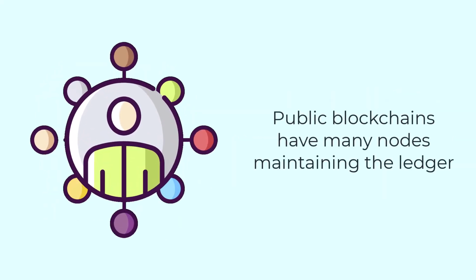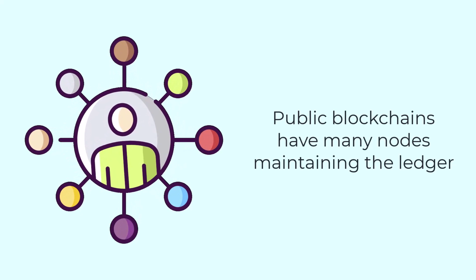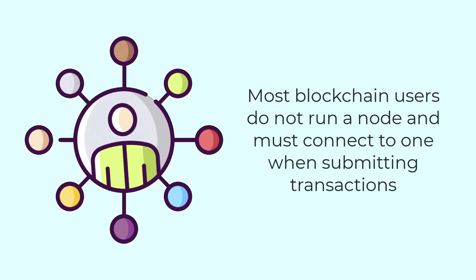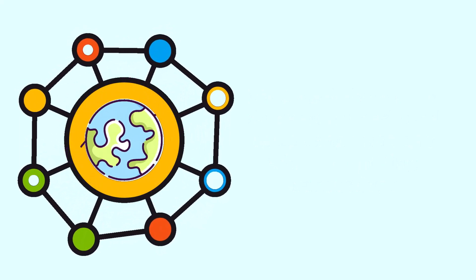Public blockchains, such as Bitcoin or Ethereum, have many nodes maintaining the ledger, but the vast majority of users do not run a node themselves. They just connect to a node when they want to submit a transaction. All of the transactions and balances on the ledger are shared by all of the nodes and are visible publicly.